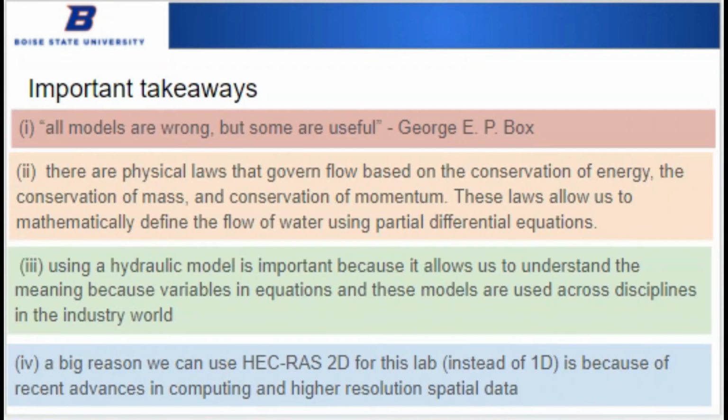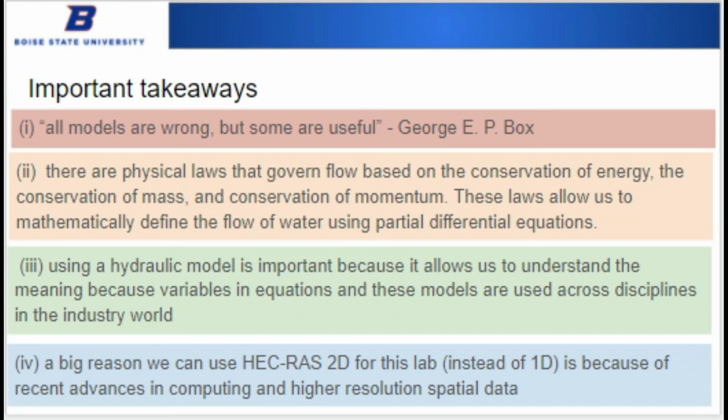And so here are our 4 takeaways. The first one is all models are wrong, but some are useful, which also ties back into our 6th step where we have to repeat and iterate through steps 1 through 5 in order to create a model that is valid. The second takeaway is there are physical laws that govern flow based on the conservation of energy, the conservation of mass, and the conservation of momentum. And so we can use these laws to create simple models or very complex models depending on the amount of variables we want to use.